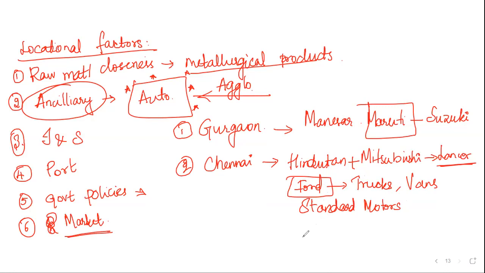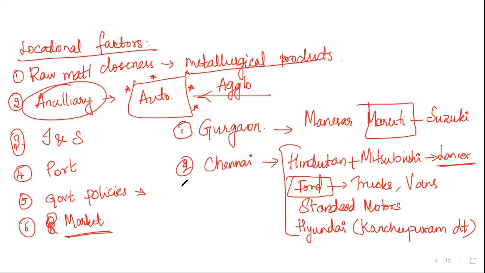Then you have another company, Hyundai Motors. You have Hyundai Motors somewhere closer to Chennai in Kanchipuram district in Tamil Nadu. So all of this makes Chennai the automobile capital of India. So you have so many plants. So that's about Hyundai, and you know what Hyundai manufactures.